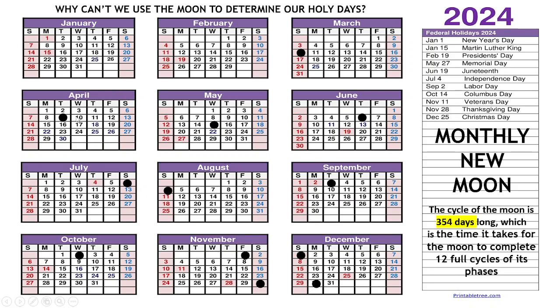And then in April, it's on the 9th. May, it's on the 15th. June is on the 6th. July is on the 6th. August is on the 4th. September is on the 3rd. October is on the 2nd. November is on the 1st and the 30th. And December, it's on the 1st and the 30th.